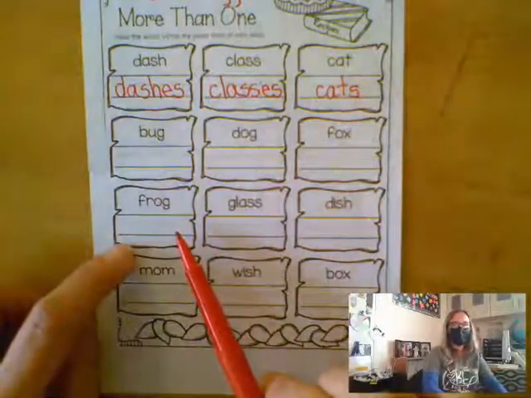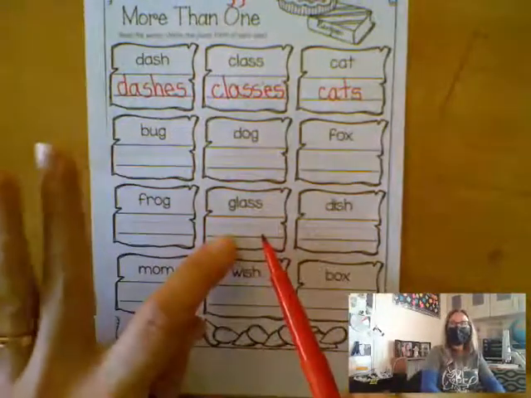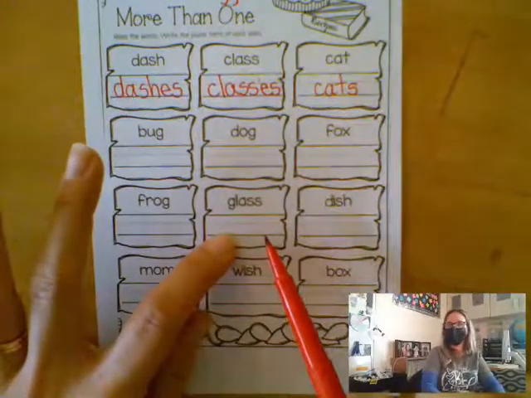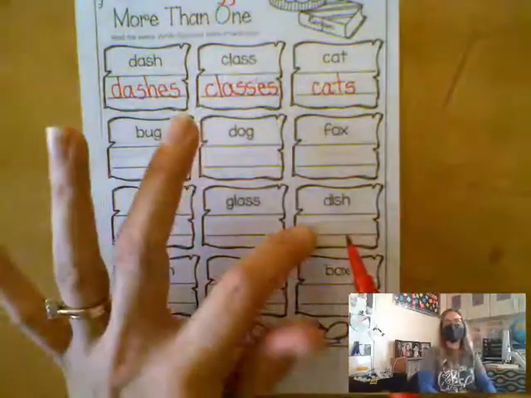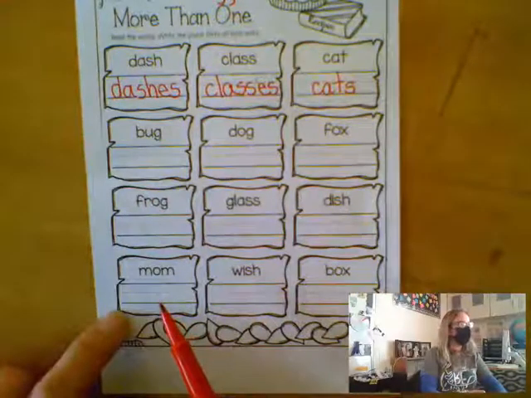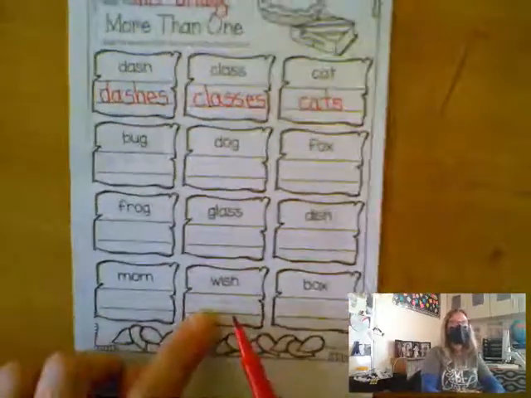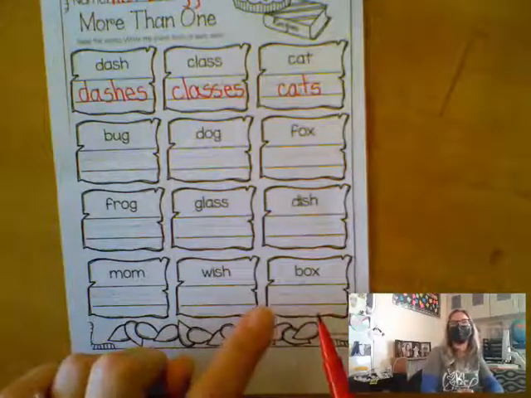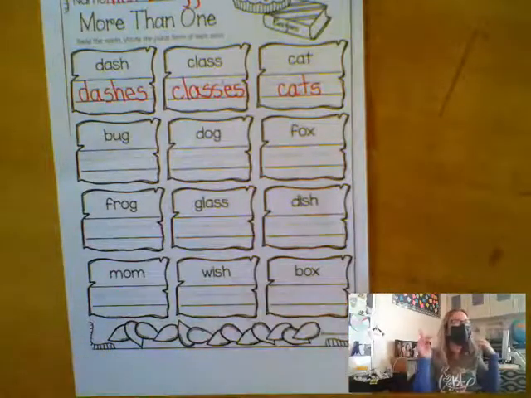Frogges or frogs? Glasses or glass? Dishes or dish? Mamas or moms? Wishes or wish? Boxes or box? You can hear it when you say it.